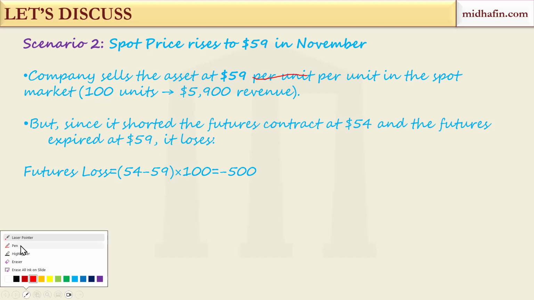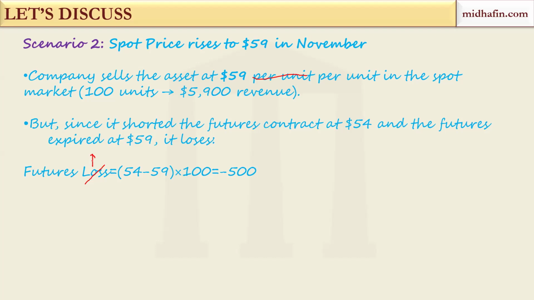It should not be actually negative. Loss is always positive. If we would have written futures profit, then I would have written negative. Since it's already a loss, it means it's a profit actually. Or else we can erase this part and change it to profit. So it's a negative profit. Both are okay, because this equation is already putting 54 first. So it's negative 500. So its futures profit is negative, which means you are at a loss.